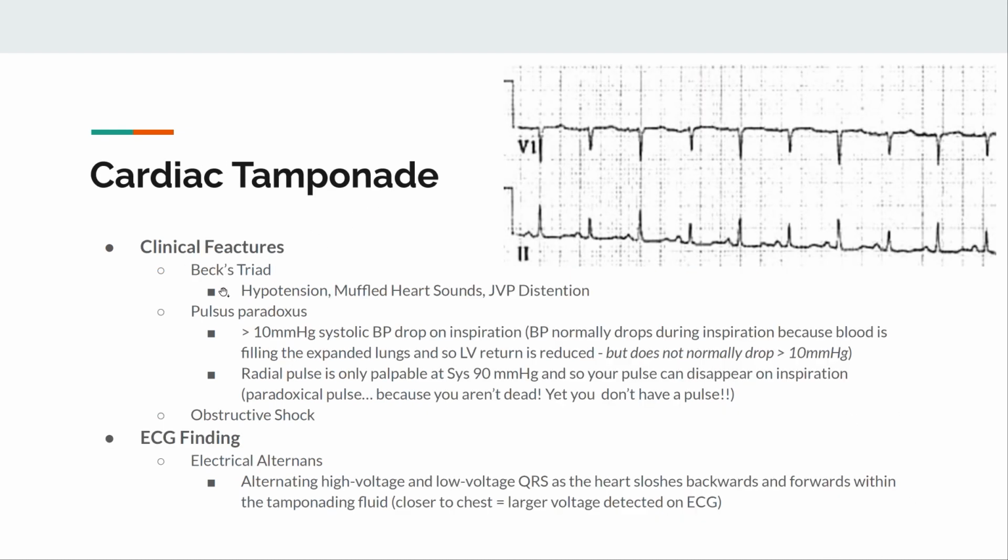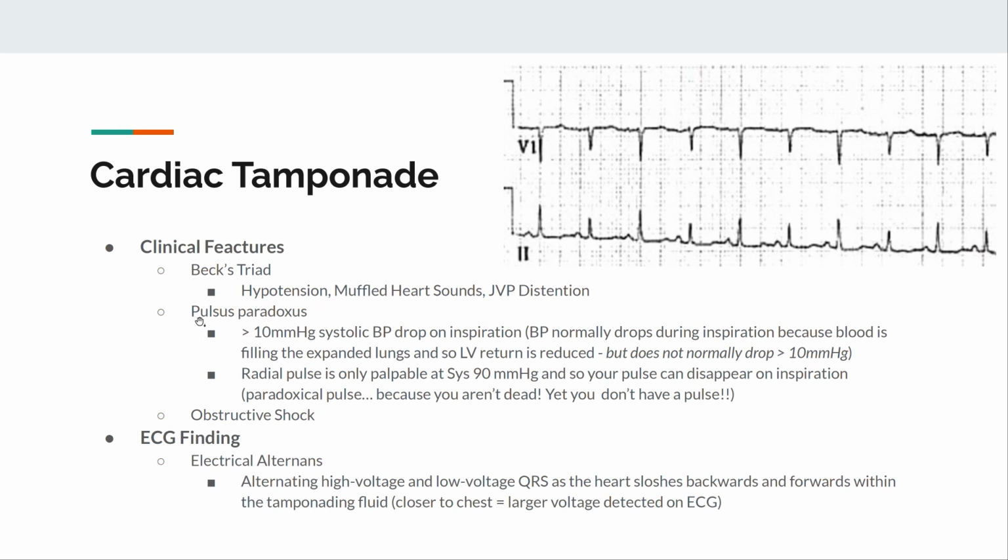The clinical features include Beck's triad, you should probably know that, which is a combination of hypotension because of reduced cardiac output, muffled heart sounds because the heart is floating in a big bag of fluid that makes it hard to hear the heart sounds, and jugular venous distension, so the JVP will be elevated, and that's because the venous blood isn't able to go into the heart because the ventricle isn't filling very well. If you see these three things and someone looks sick, you should be really scared that it's cardiac tamponade.